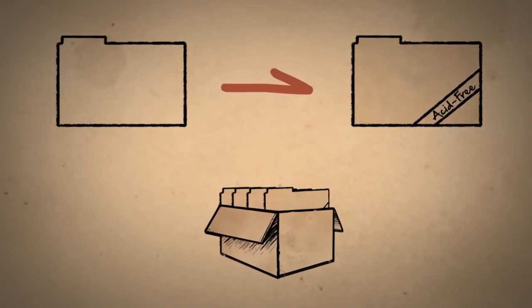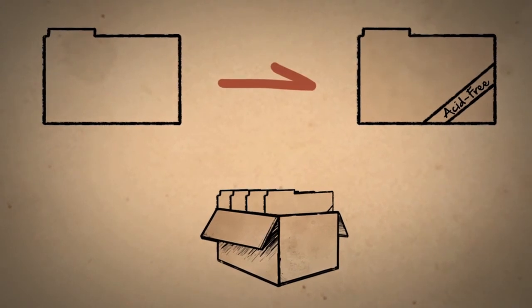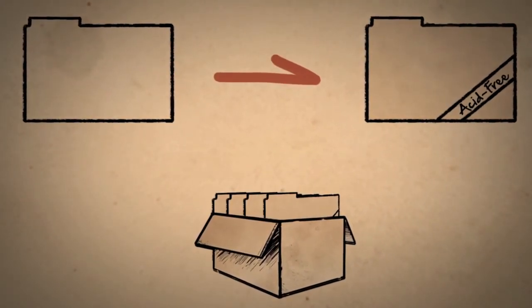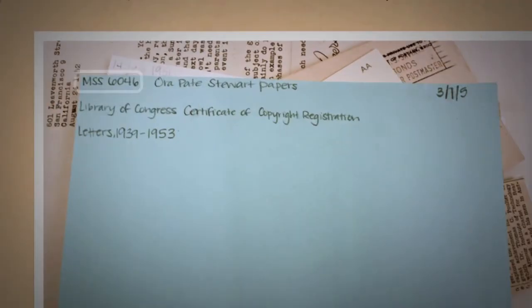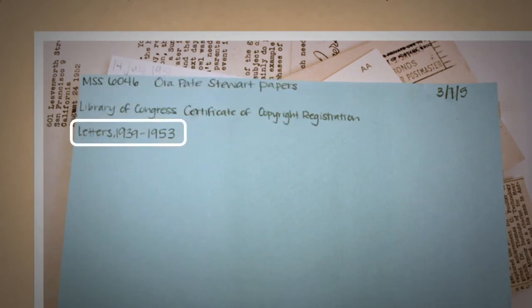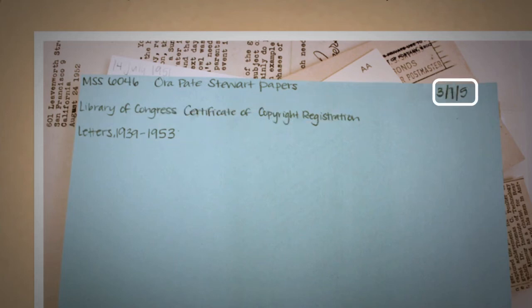Replace original file folders with acid-free folders and containers. Use appropriate boxes for oversized materials. Interleave items and label the interleaving paper with the call number, brief collection title, appropriate item-level descriptive standard, folder title, box number, folder number, and item number.